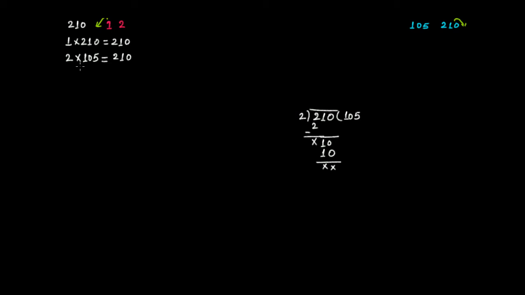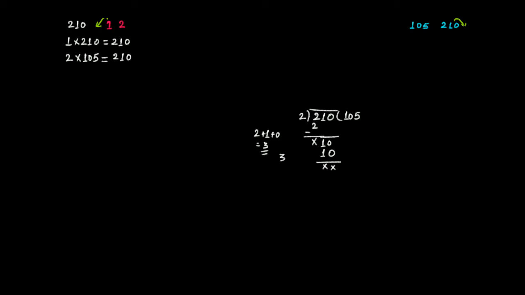Now let's check for 3. Is this number divisible by 3? In order for any number to be divisible by 3, the sum of the digits of that number should be divisible by 3. In this case, you have 210, with digits 2, 1 and 0. If you add 2 plus 1 plus 0, you'll get 3. And since 3 is divisible by 3 itself, therefore 210 will be divisible by 3.